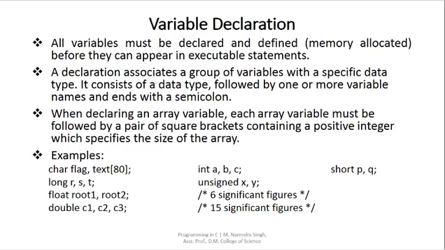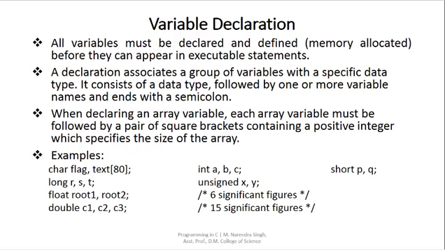But no memory is allocated by the compiler. But when we define a variable, then memory is allocated for that variable. So that is the difference between declaration and definition of a variable. A declaration associates a group of variables with a specific data type. It consists of a data type followed by one or more variable names and ends with a semicolon. When declaring an array variable, each array variable must be followed by a pair of square brackets containing a positive integer which specifies the size of the array.